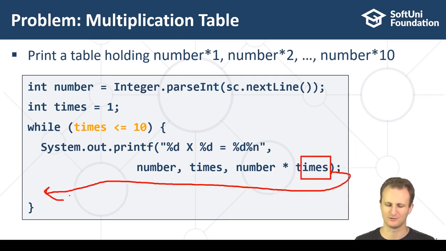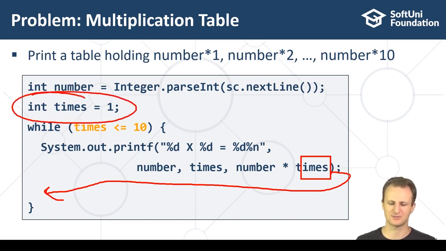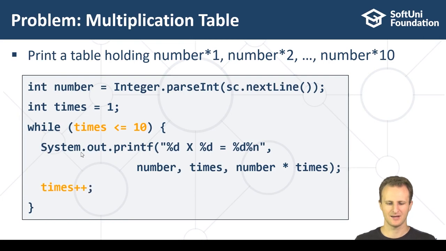I'd add it at the end of the while loop. Or I just use a for loop which starts from times equals 1 and reaches times less than or equal to 10 and does times plus plus on each iteration. Okay, oh yeah, so here's the catch actually.